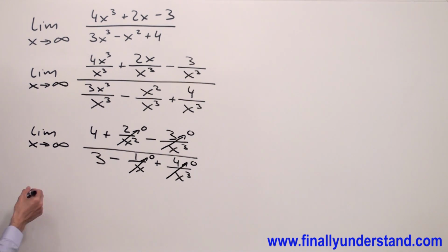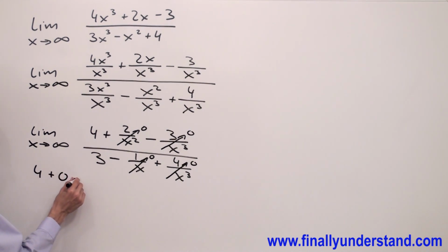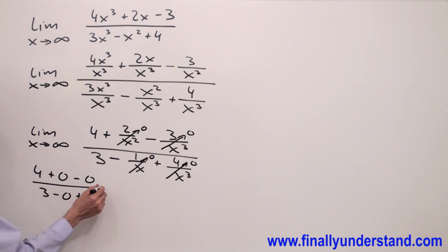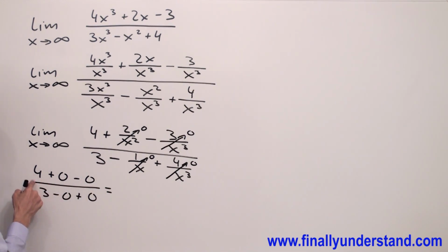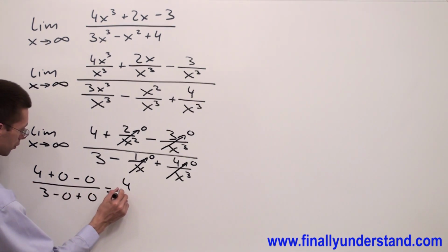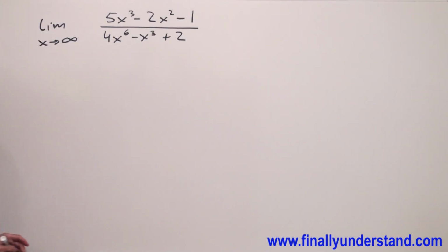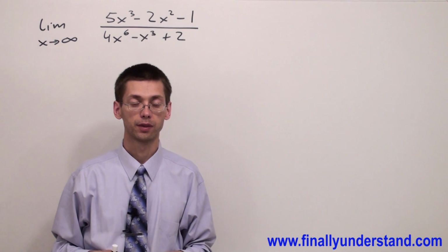You can rewrite this as 4 plus 0 minus 0 over 3 minus 0 plus 0. In other words, this is nothing else, just 4 over 3. 4 over 3 is the solution to my problem. We have another example on the board.